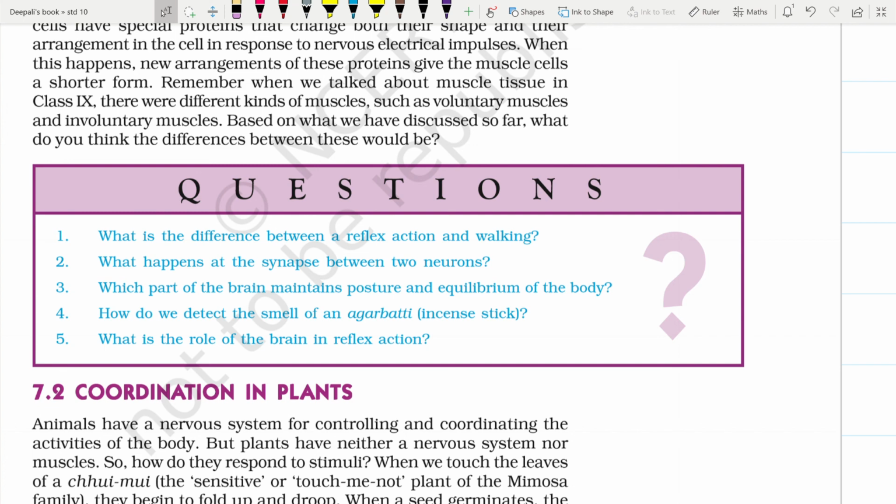Is this very much clear to you? Next we will be studying about coordination in plants. Thank you.